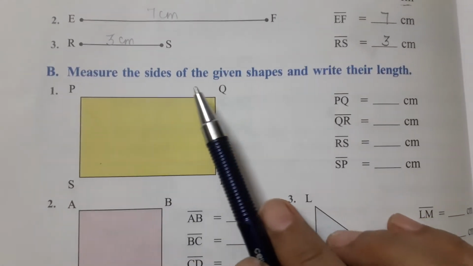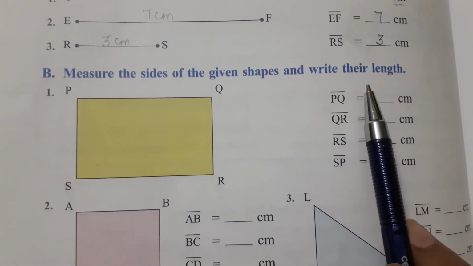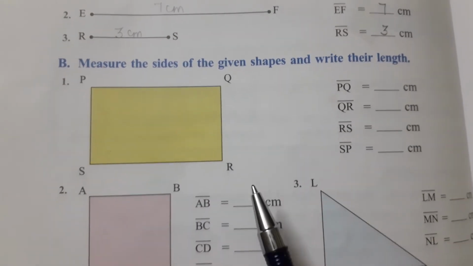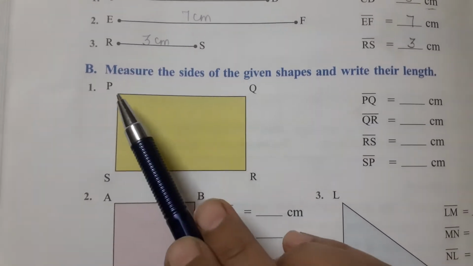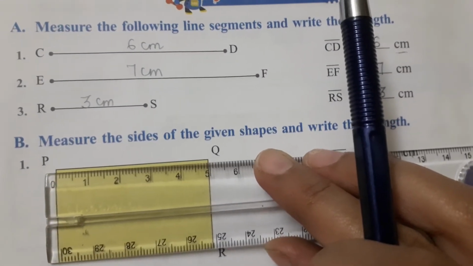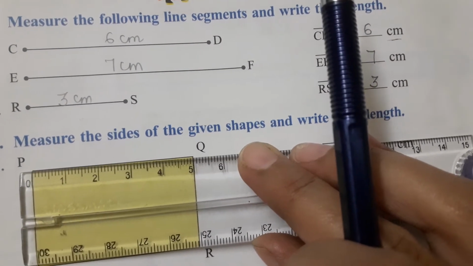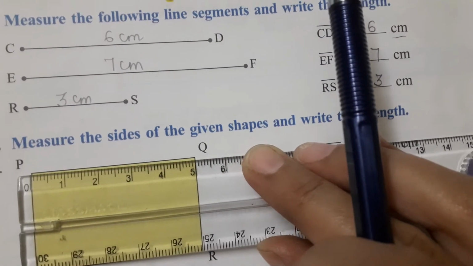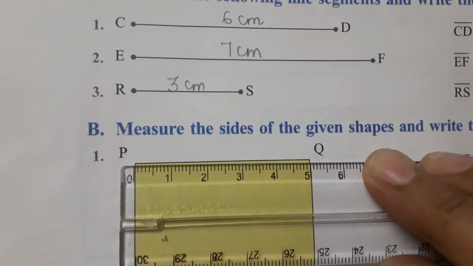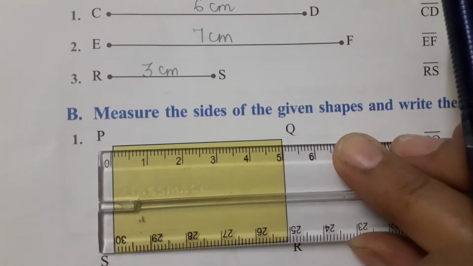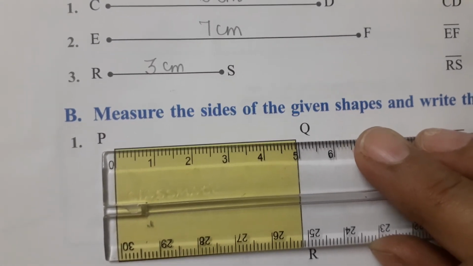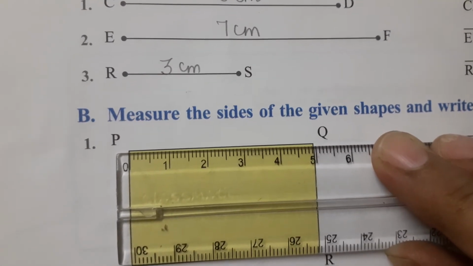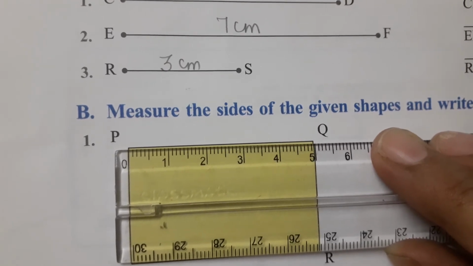Next, question B: measure the sides of the given shapes and write their lengths. Now you have to measure each side of this figure and write the length, like PQ. PQ is this line segment. You have to measure it by using the scale. Keep 0 of your scale at P and measure this line segment. It is exactly 5 centimeter. You can see, right? The length of PQ is 5 centimeter.